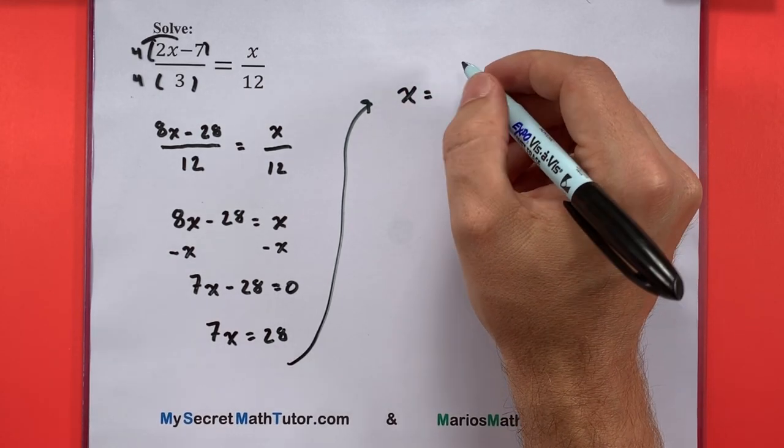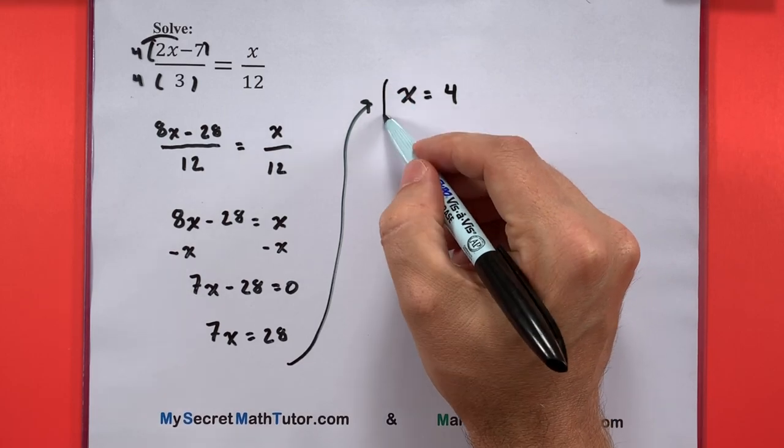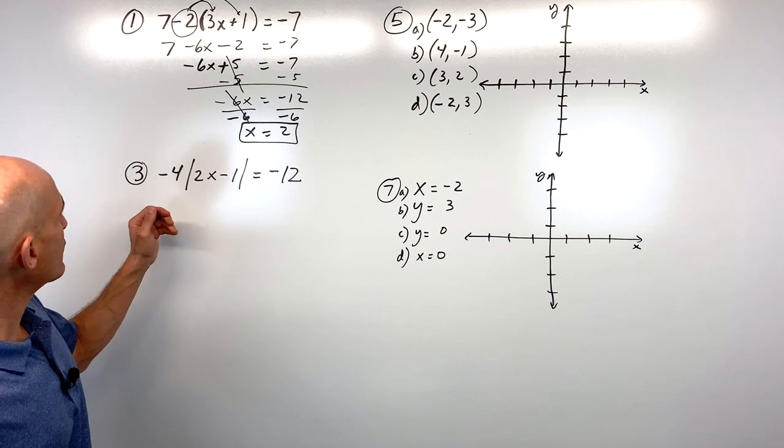And 7 goes into 28 4 times. So then we have our solution that x is equal to 4. Okay, let's go to number 3 now.